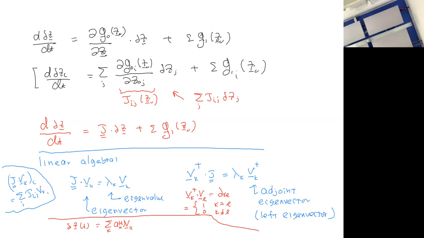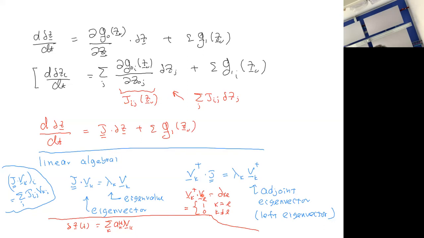So J dotted into this vector, if vk is an eigenvector, you get the eigenvector back, scaled by the eigenvalue. If J is not symmetric, you get adjoint eigenvectors on the left-hand side. These eigenvectors and adjoint vectors can almost always be chosen to be orthogonal. You get vk dagger dot vl equals delta kl, which is 1 if k equals l. So vk dagger dot vk equals 1 and vk dagger dot vl equals 0 when k is not equal to l. Those are just math facts from linear algebra.